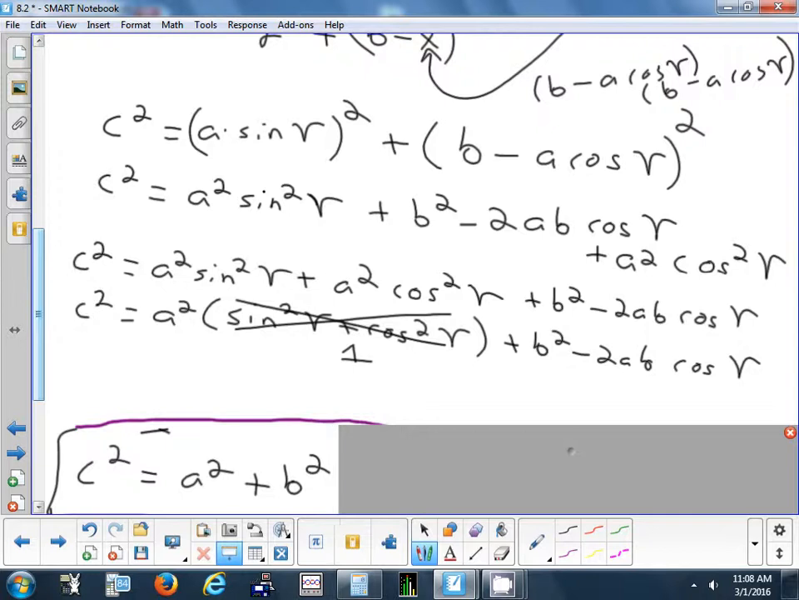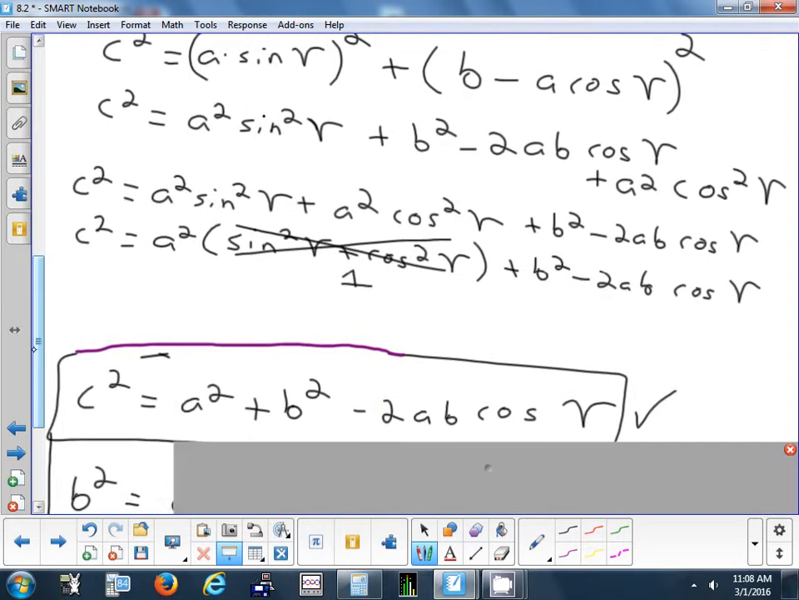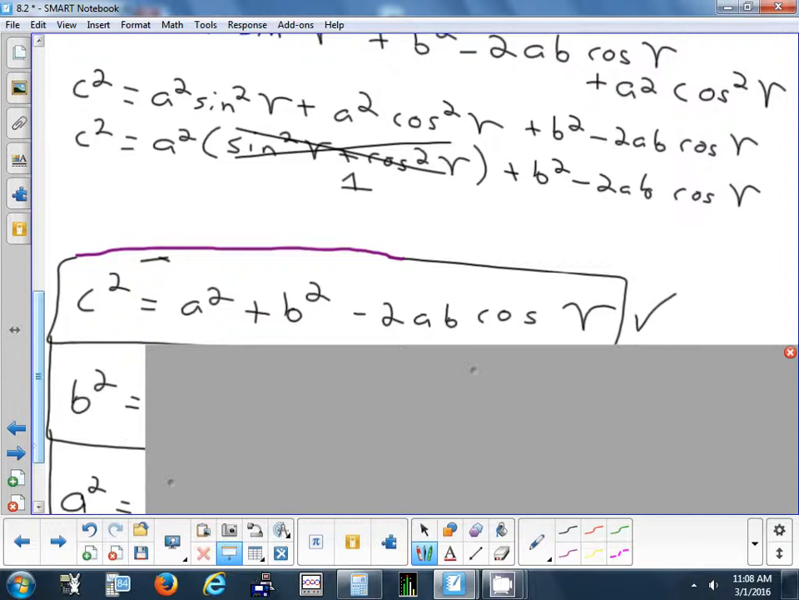So it almost looks just like the Pythagorean theorem, except for this adjustment on the end, this minus 2ab cosine gamma. Okay, and that's the law of cosines. But it's one of three ways you can write it. You can write it starting with c squared, b squared, or a squared. It follows the same pattern if you just look up above.